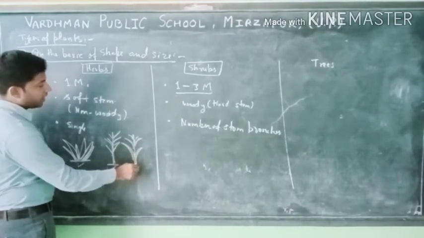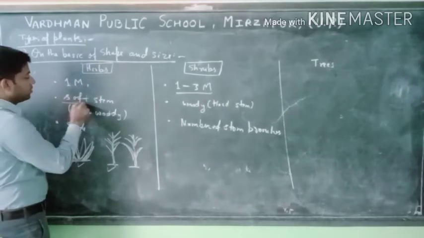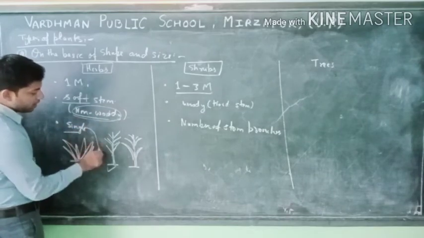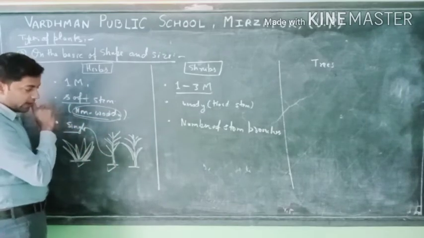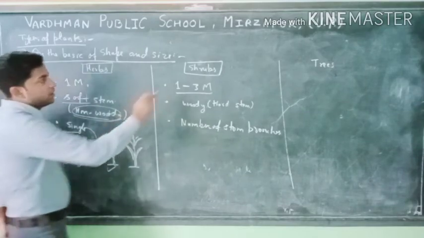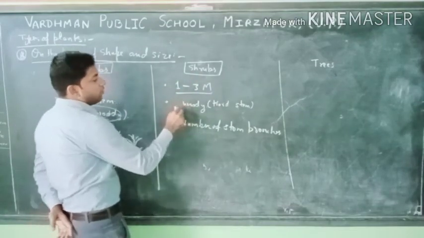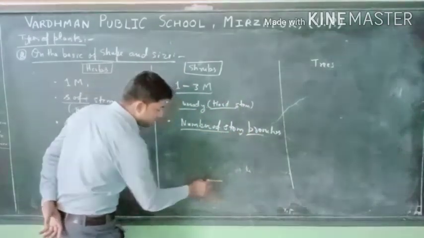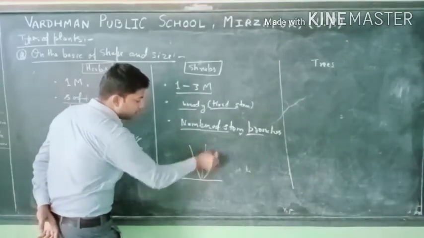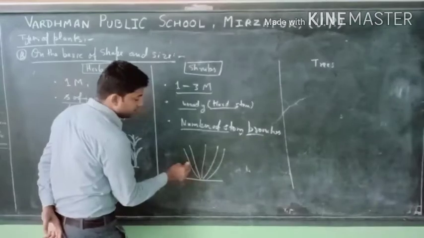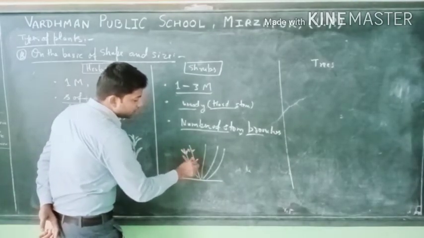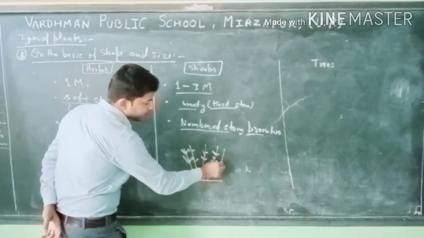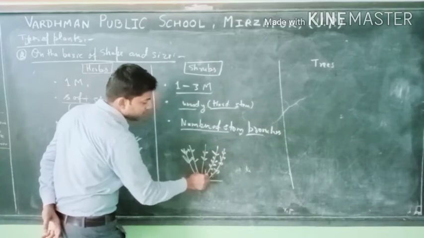The main characteristic is that in the case of herbs, a soft, non-woody stem is present, and only a single clear-cut stem is visible at the base of the plant. In the case of shrubs, the shrub consists of a woody hard stem and a number of branches appear from the base. As you see, the rose plant, hibiscus plant, lemon plant, here a number of branches appear.